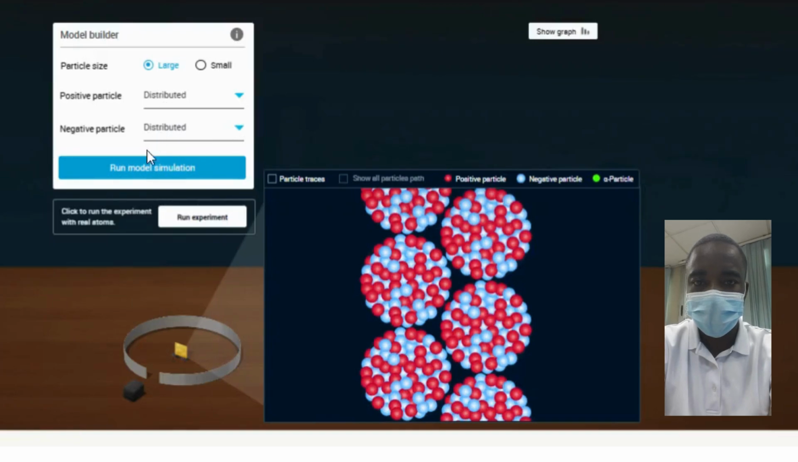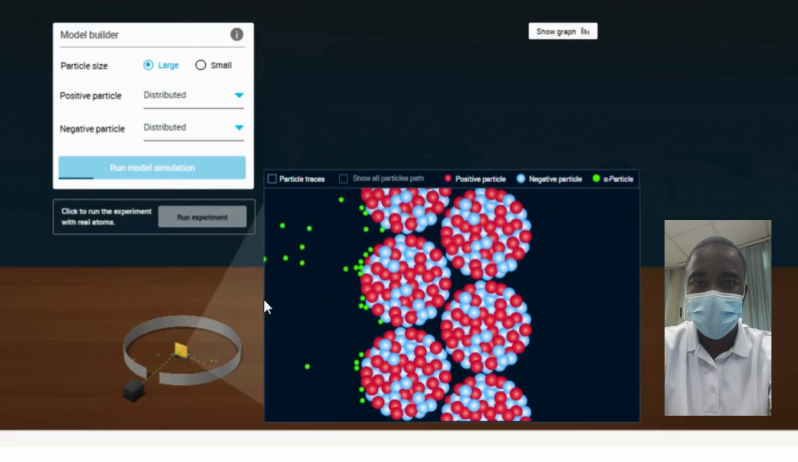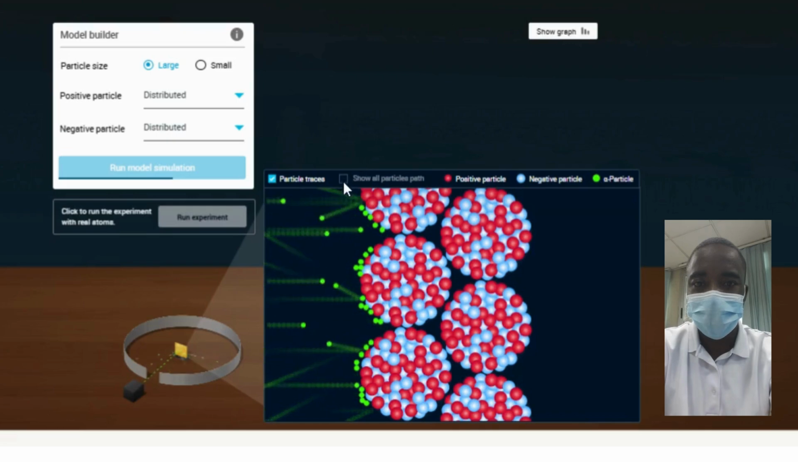The Rutherford gold foil experiment, conducted by Ernest Rutherford in 1909, was a groundbreaking experiment that led to the discovery of the atomic nucleus. Before this experiment, the prevailing atomic model was J.J. Thomson's plum pudding model, which suggested that atoms were composed of a positively charged substance with negatively charged electrons embedded within, like raisins in a pudding.